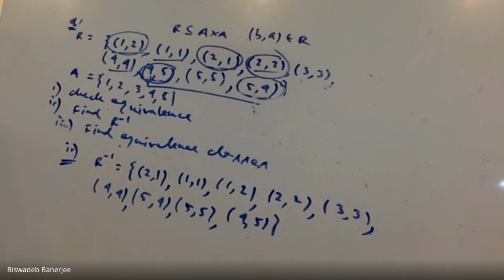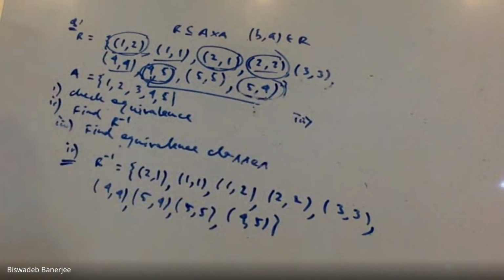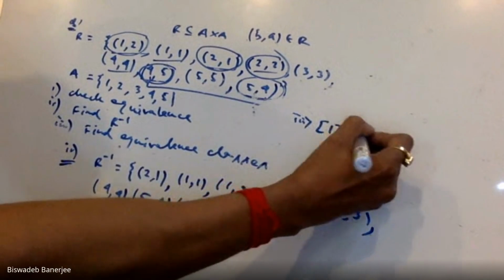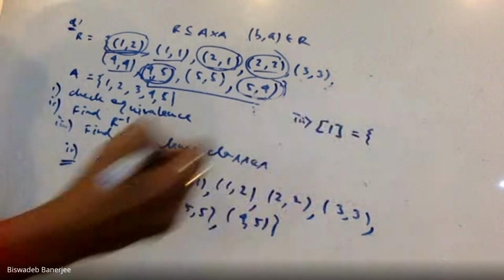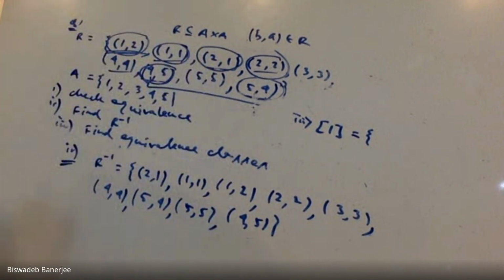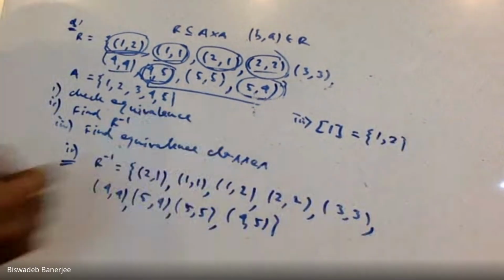Okay, done. Finally, equivalence classes. In my previous video, I explained how to find equivalence classes. Take another example. At first, we shall find the equivalence class of 1. Equivalence class of 1 means what? We have to check to which elements 1 is related. You can see that 1 is related to 1 and 1 is related to 2. So under the equivalence class of 1, there will be 2 members, 1 and 2.